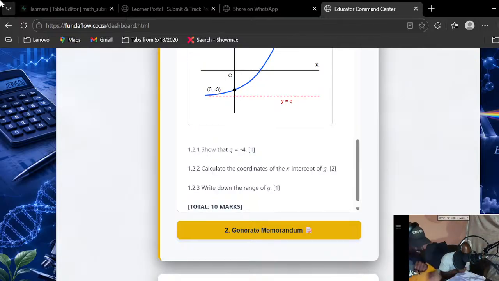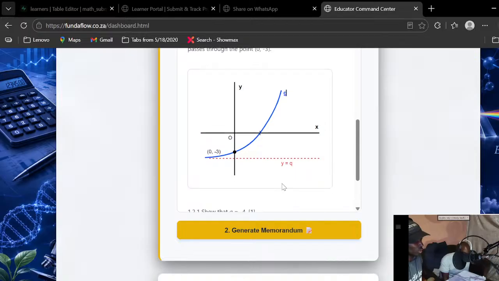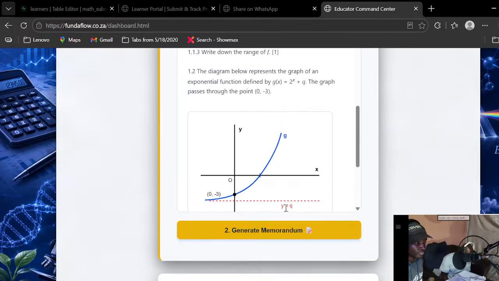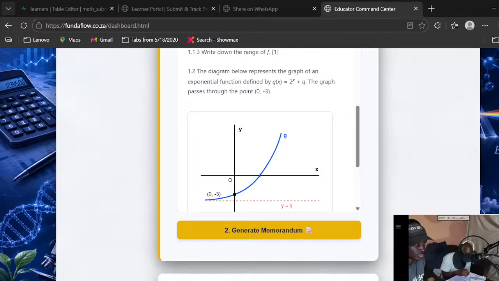So, question 1. They say you should show that q is equivalent to minus 4. How do you show things in mathematics? By proving, using what you're given: a point and an equation. If they say show, they mean just do some small calculation.